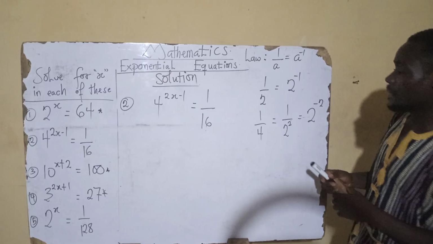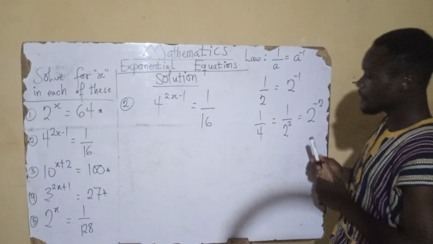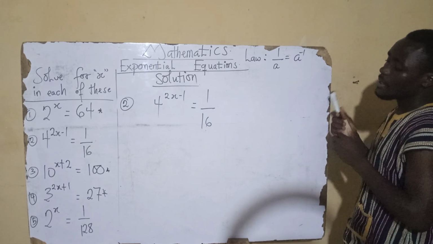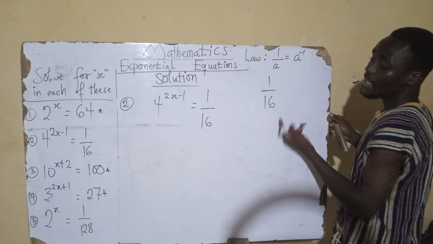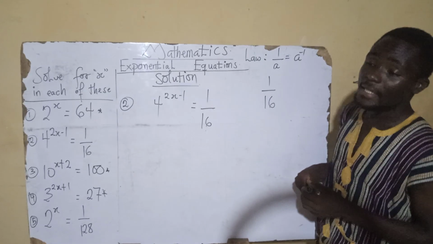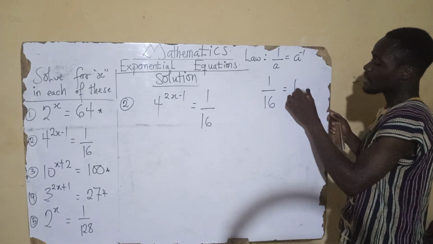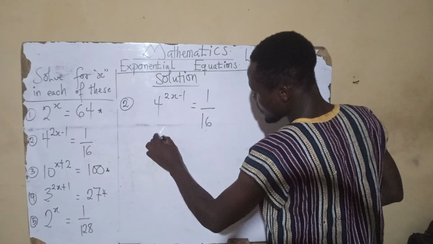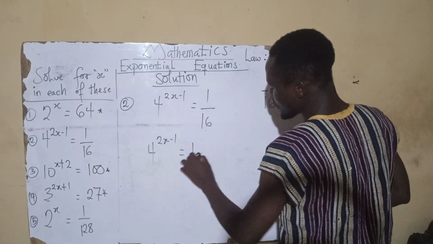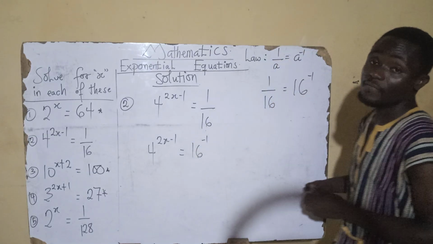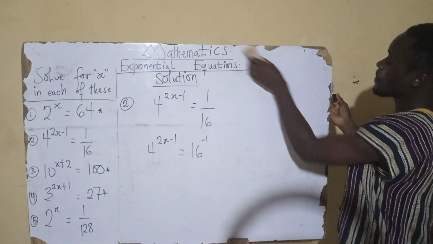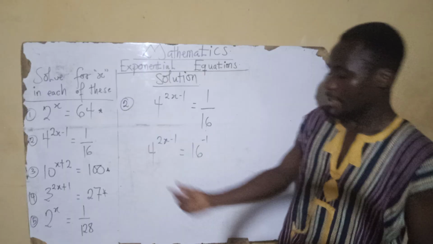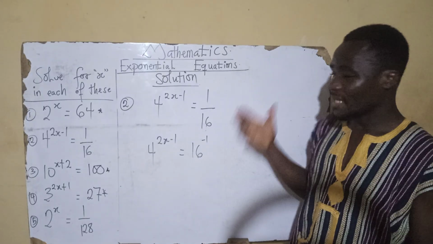So now let's continue with the process. I believe you are following. Very good. So that means that if I have 1 out of 16, remember I said I am going to change the fraction to become a whole number. So 1 out of 16 can be written as 16 exponent negative what? 1. So rewriting this again, I'm going to get 4 power 2x minus 1, which is equal to 16 power negative 1. I believe you are following. Very good. So over here, this has become a whole number, and this is now a whole number. Are you getting me?